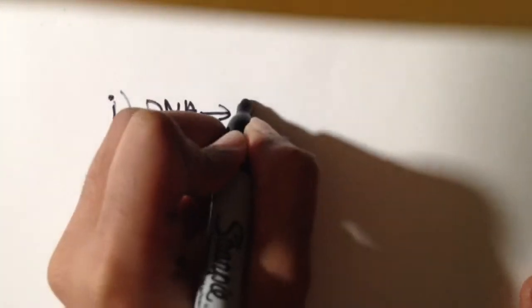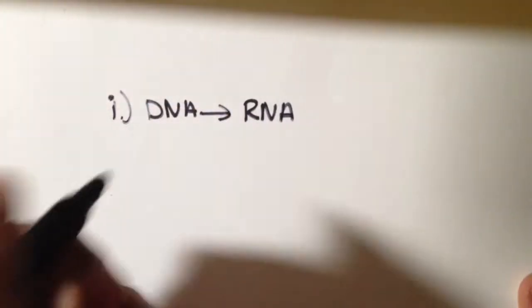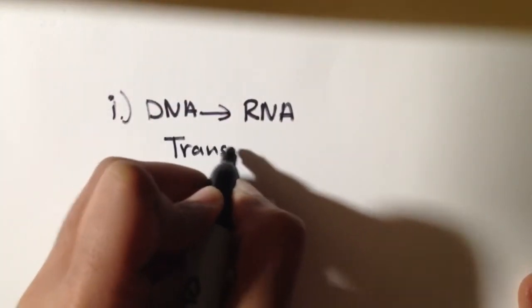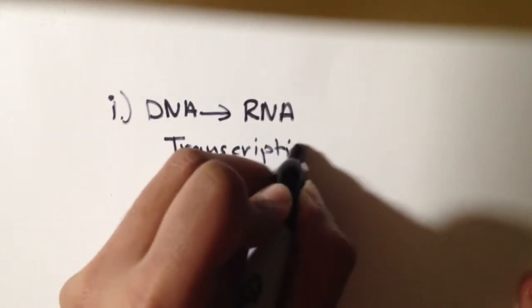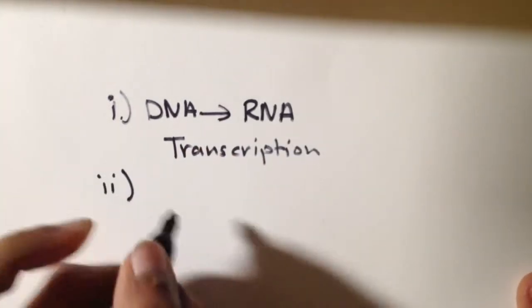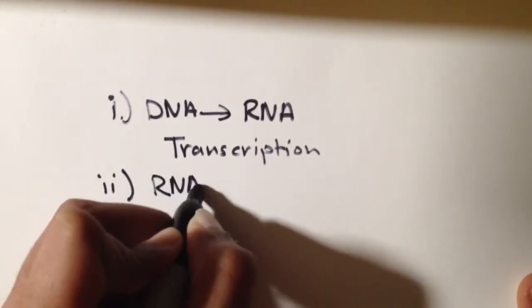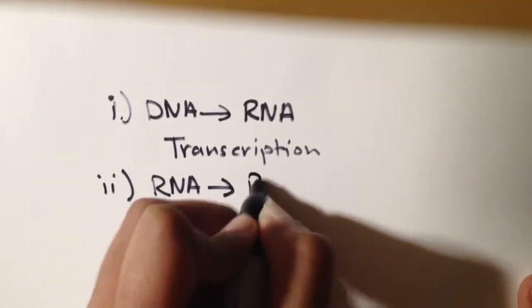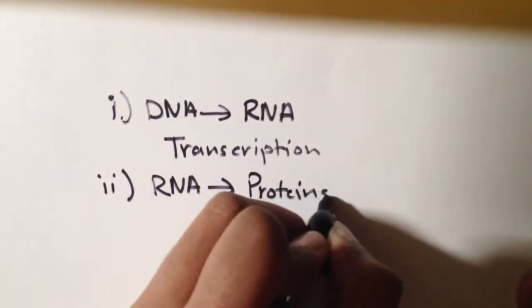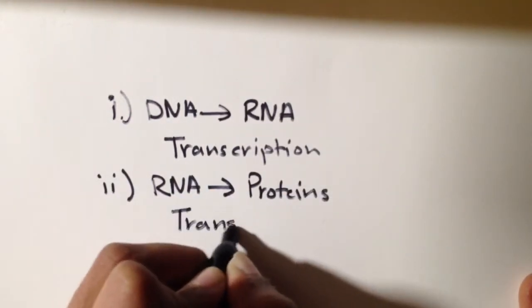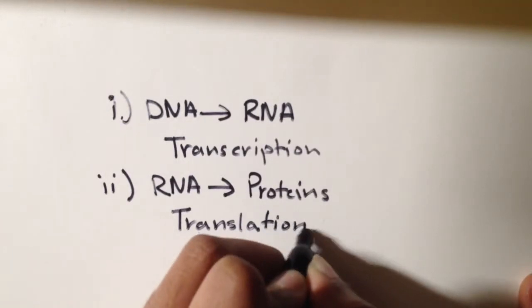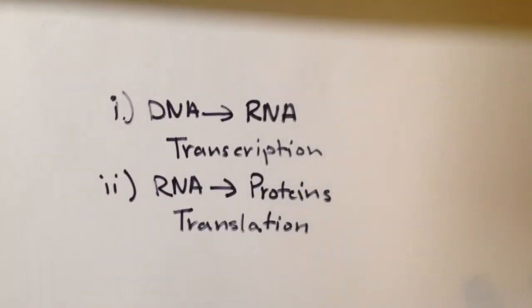It occurs, like I said, in 2 stages. 1, the DNA is transcribed into the RNA, and this is called transcription. And 2, the RNA is used to make proteins. This is called translation. Let's take a look into transcription.